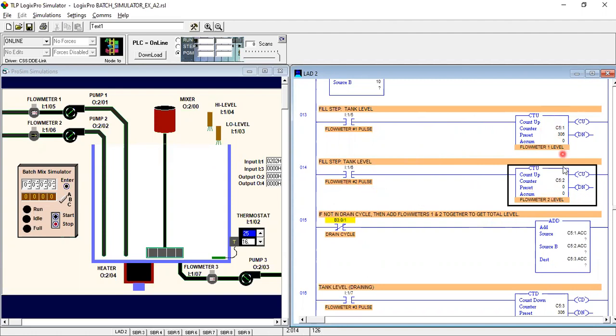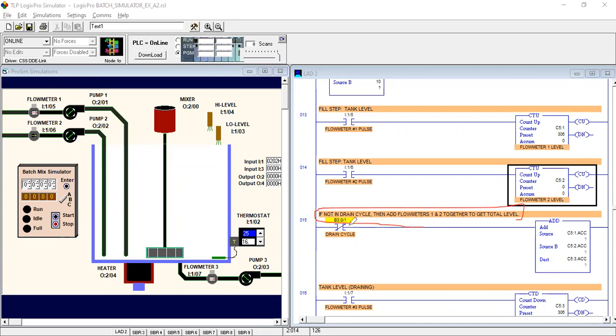As you can see, this has the addressing of C5.1, and the flow meter 2 counter has the addressing of C5.2. The flow meter 1 counter has the 306 reset value, and flow meter 2 has the 0 reset value. If not in drain cycle, then add flow meter 1 and 2 together to get total level.